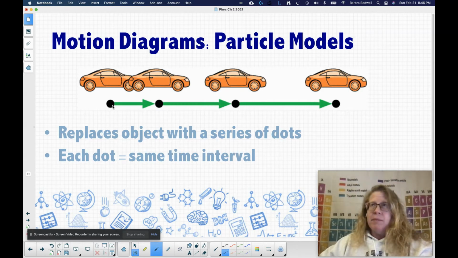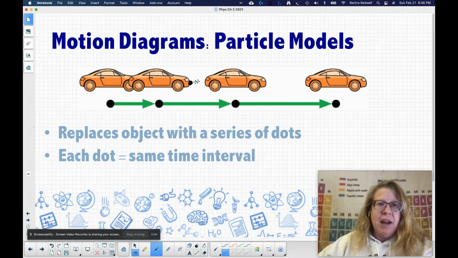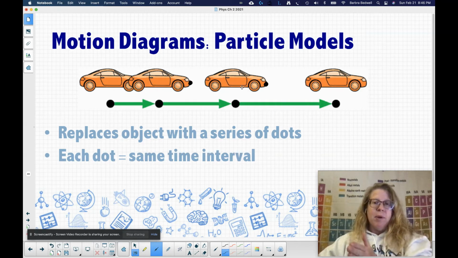Now that dot has got to be someplace consistent on the car. That makes sense. Like here, they're drawing the dot sort of in the center of gravity, or sort of equal to the center of the car. But you could just as easily have said, hey, I want my dot to be every time here on the nose of the car. Or it could have been the center of the front wheel. Whatever is easy, it doesn't really matter. You're just trying to represent the item with a single dot.